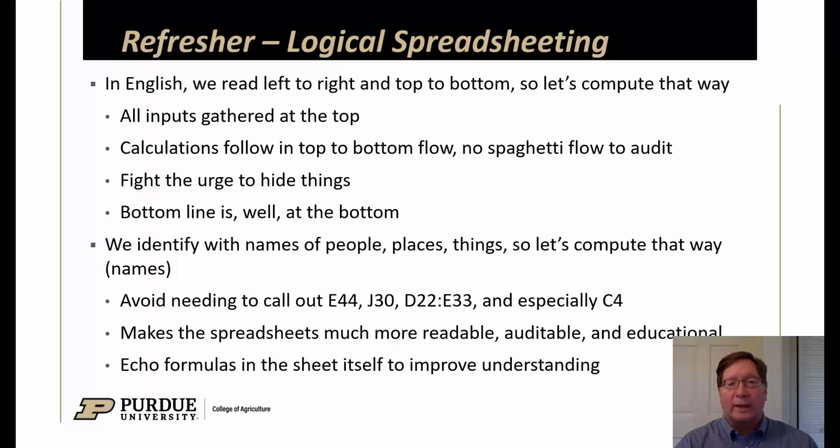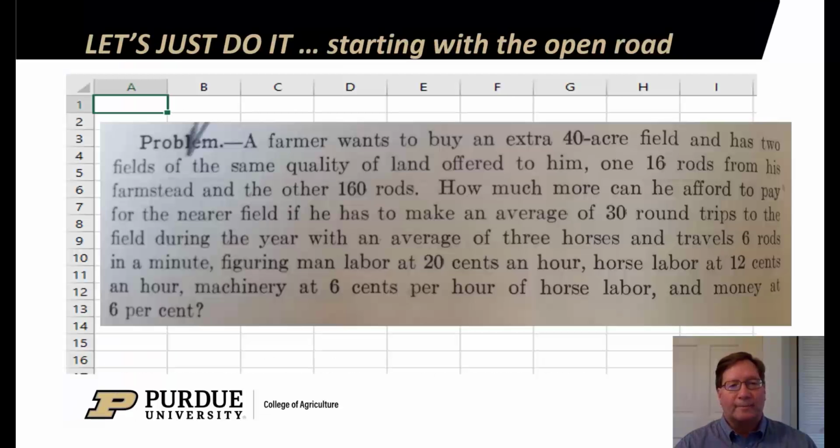So since we refer to things as names, we're going to use names also in the spreadsheet. So instead of calling out cell references, we'll call them variable names so that when we're reading our spreadsheet, it reads like the math that you would see in textbooks or other publications. So let's just do it. We're going to start with that open road of a blank spreadsheet. And this is the problem that we're going to solve today.